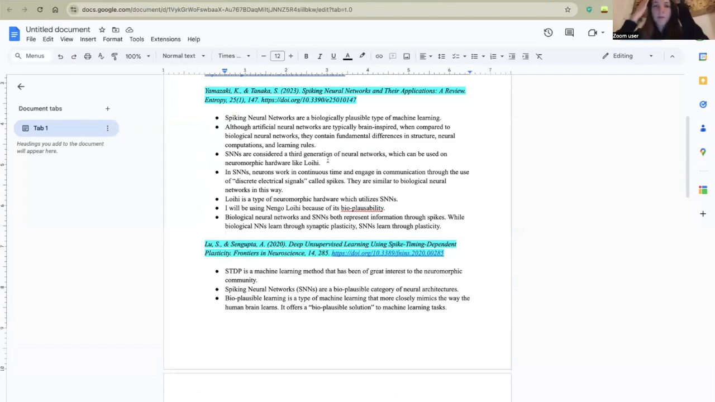Some of them are a little bit bare bones right now. So, "I will be using Nengo/Loihi because of its bioplausibility" is obviously extremely bare bones, but I just wrote that for me to know why they actually mentioned Loihi again. I don't know if I'm saying that right. It's very important for me to use that to defend my choice in using Nengo, and I think I should read something about Nengo.